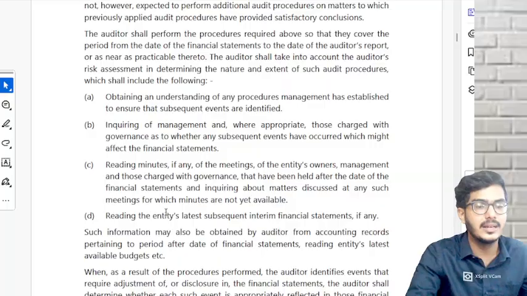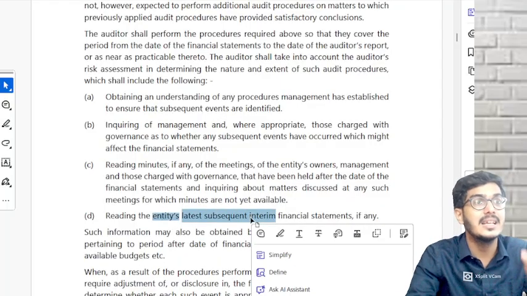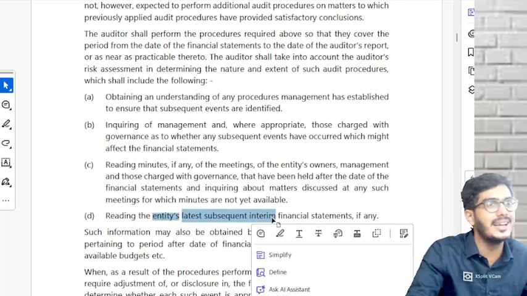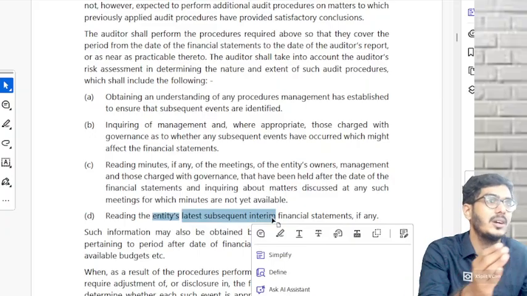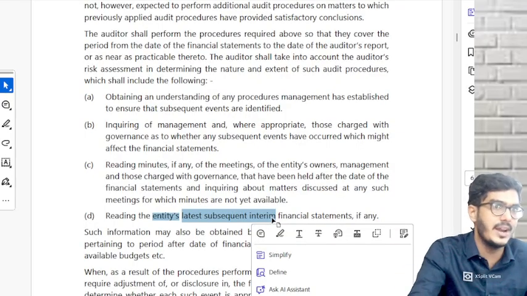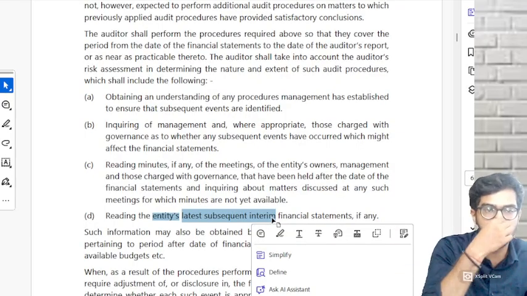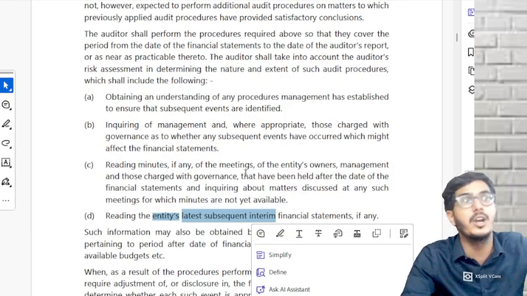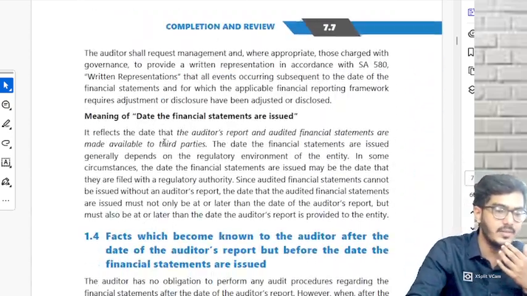And the last one, read the entity's latest interim financial statements. Interim means the first quarter or whatever, April, May, June of the next financial year, because it is a continuation of the financial statements. So read the next financial year's interim financial statements to get some more information about those subsequent events.